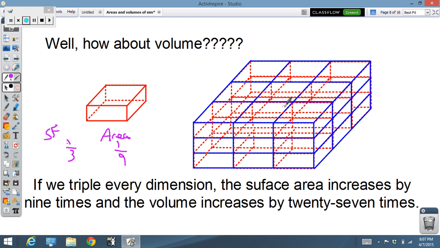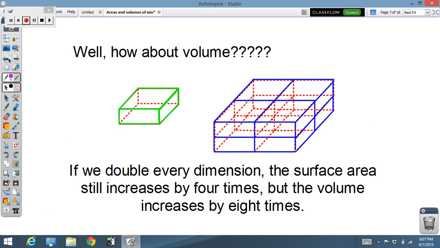But look what happens to the volume. I got a boatload of boxes here. I got 9 in this front layer. I got 9 boxes in this middle layer. I got 9 boxes in this back layer. We increased the volume by 27 times. Now you're going to see the pattern that comes out of this. If the scale factor is 1 to 3, the area factor is 1 to 9, the volume is 1 to 27.